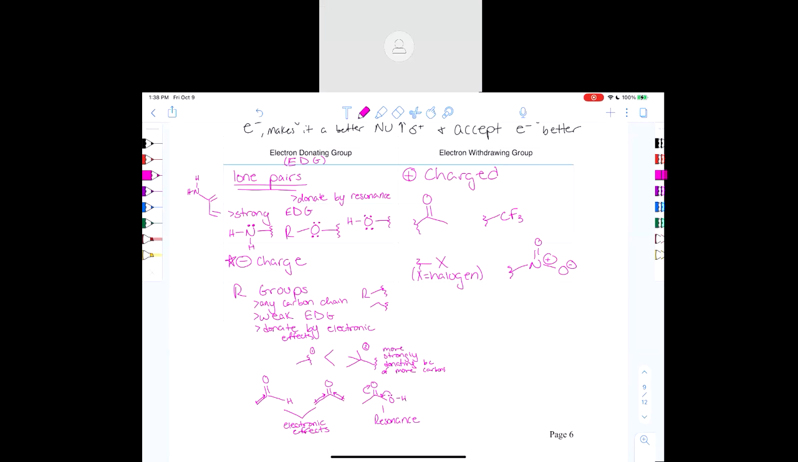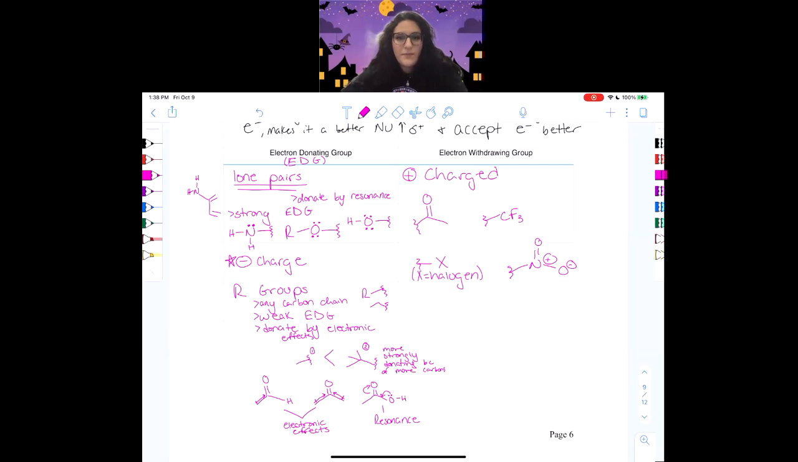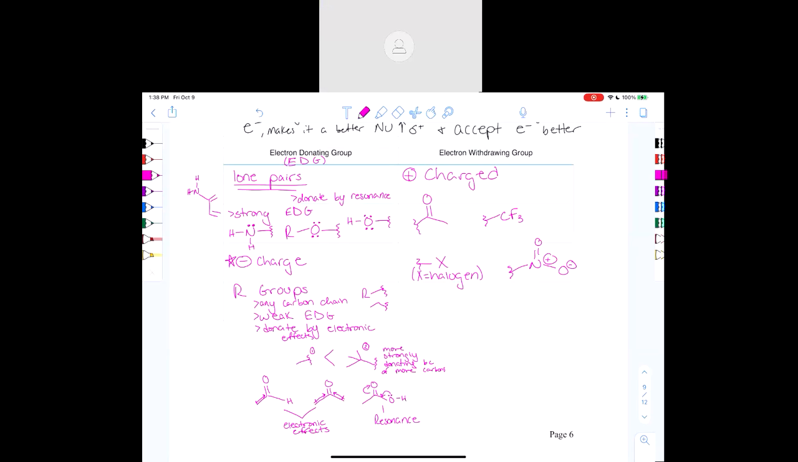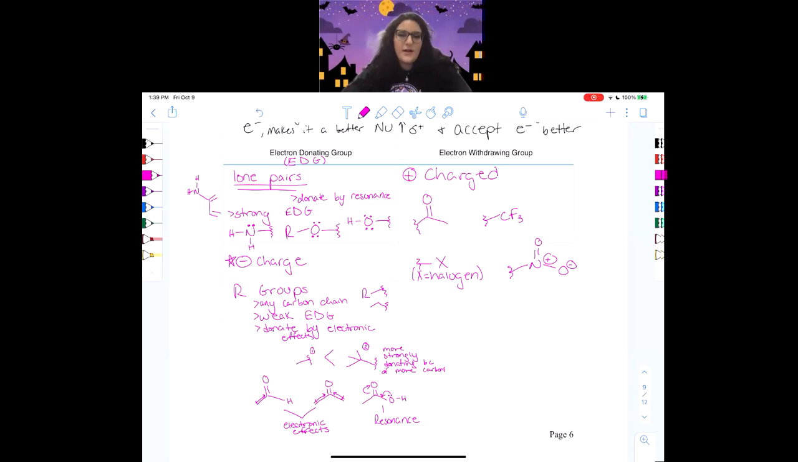Is there anything else in the electron withdrawing groups, or is that all that it covers? That's pretty much all that it covers. Anything that has really electronegative atoms, except for nitrogen and oxygen because those have lone pairs. Anything that's supercharged, anything with halogens, anything with a carbonyl, things like that.